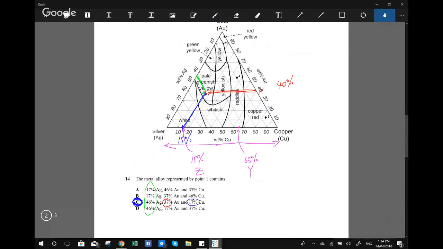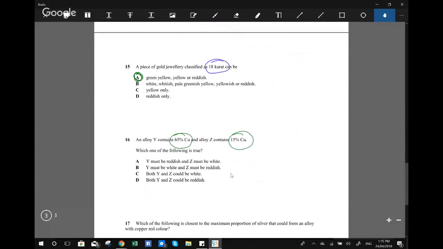And we know from the very first question that to read off the copper axis, we need to go reading left to right, diagonally up and to the right. So the lines that we can draw from the 15% mark: that line is representing 15% copper, and this line over here is roughly representing 65% copper, the alloys Y and Z. Okay, let's go back to the options. Which one of the following is true? It says Y must be reddish and Z must be white. Let's have a look.